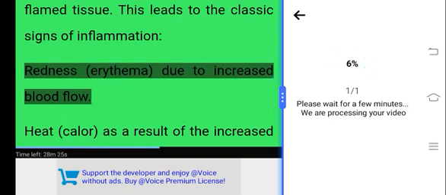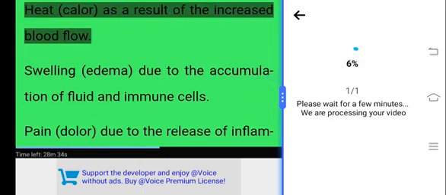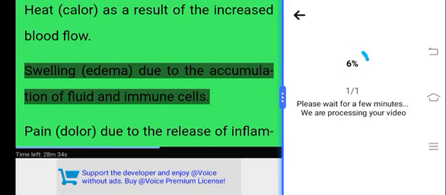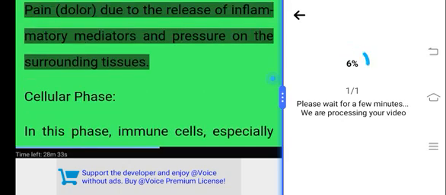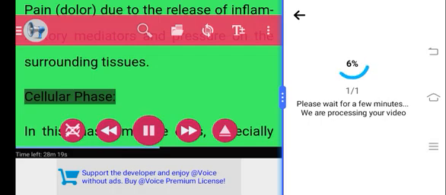Redness, erythema, due to increased blood flow. Heat, calor, as a result of the increased blood flow. Swelling, edema, due to the accumulation of fluid and immune cells. Pain, dolor, due to the release of inflammatory mediators and pressure on the surrounding tissues.